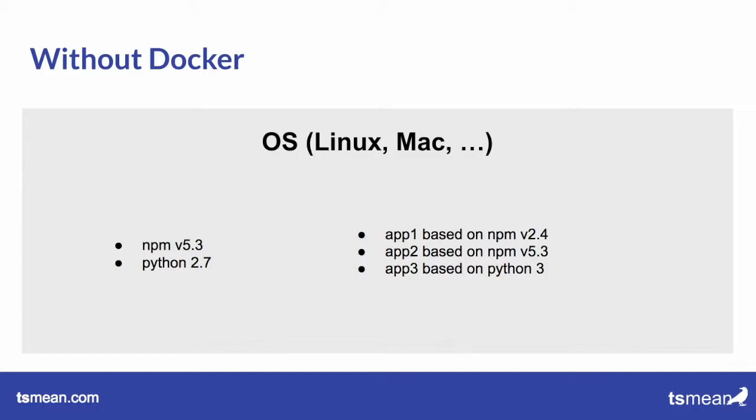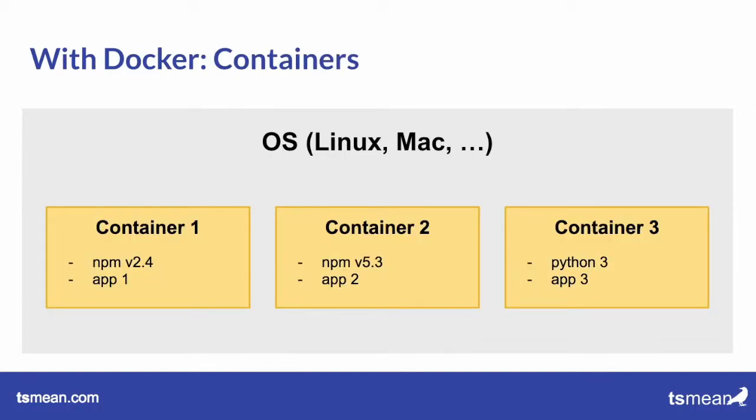On my machine I have installed npm version 5, but app 1 requires npm version 2. So we need some kind of isolation. We need to be able to bundle together our dependencies with our application. And Docker is exactly what provides us this isolation. It provides us with Docker containers.